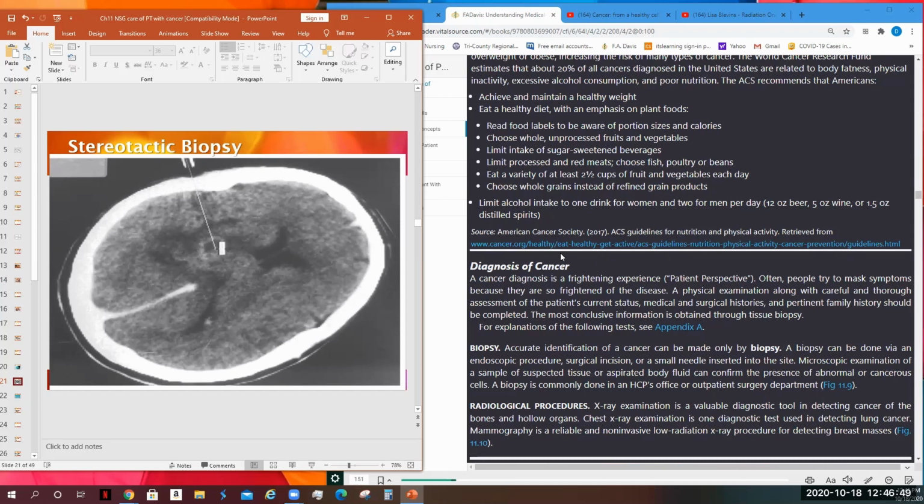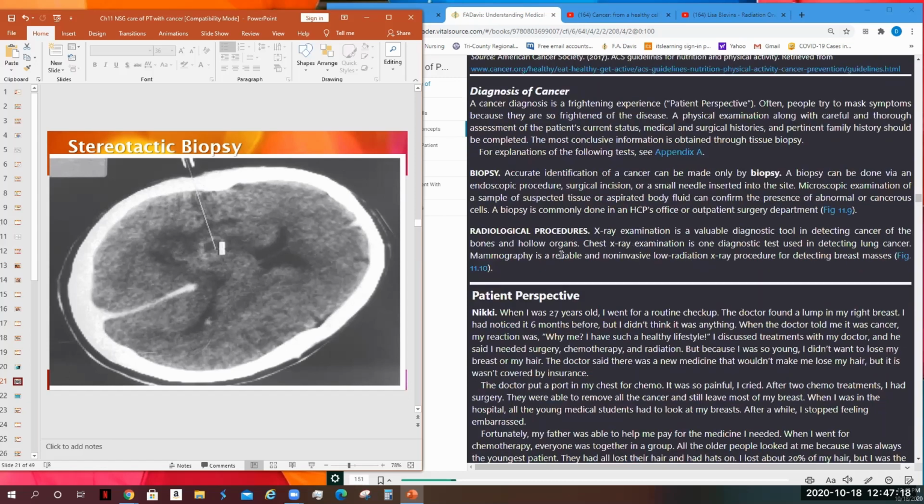Eat a variety of at least 2.5 cups of fruit and vegetables each day. Choose whole grains instead of refined grain products. Limit alcohol intake to 1 drink for women and 2 for men per day. That would be 12 ounces of beer, 5 ounces of wine, or 1.5 ounces of distilled spirits.